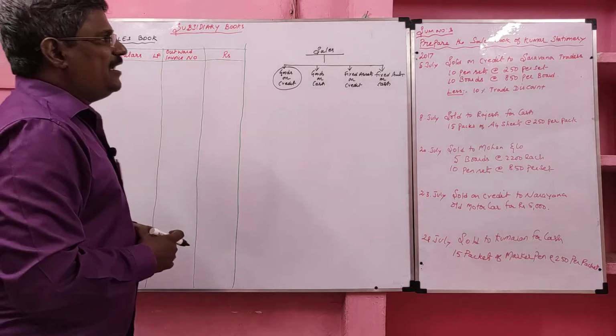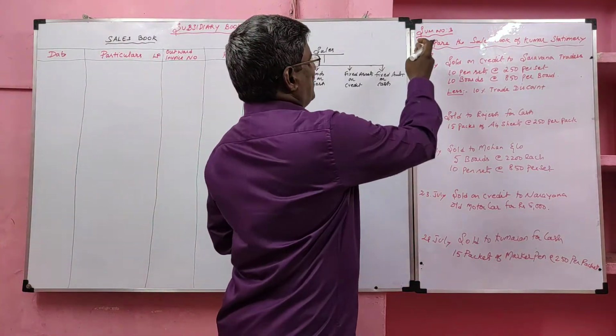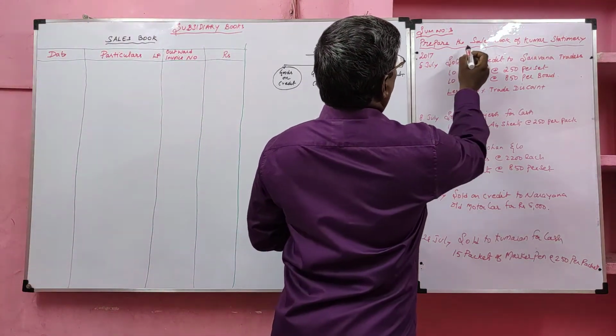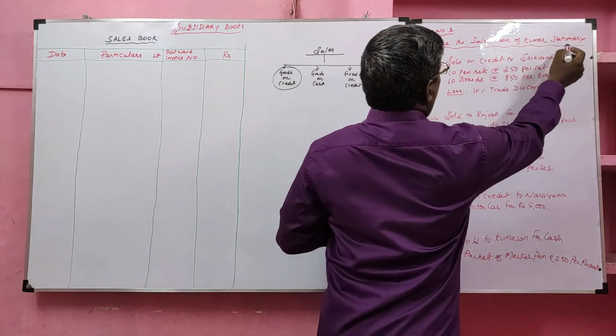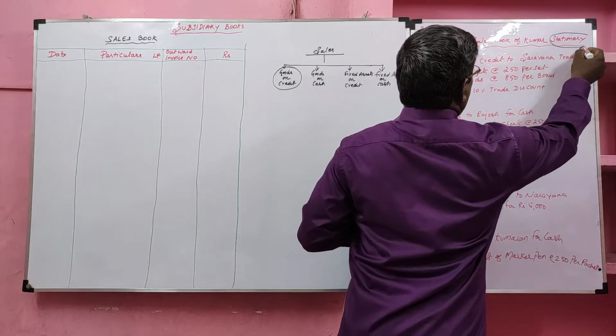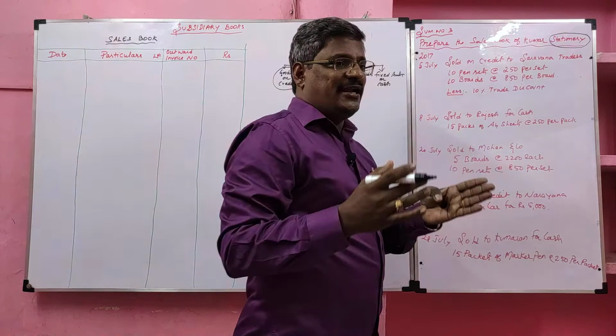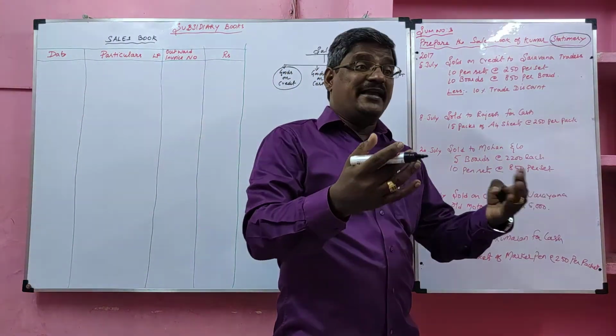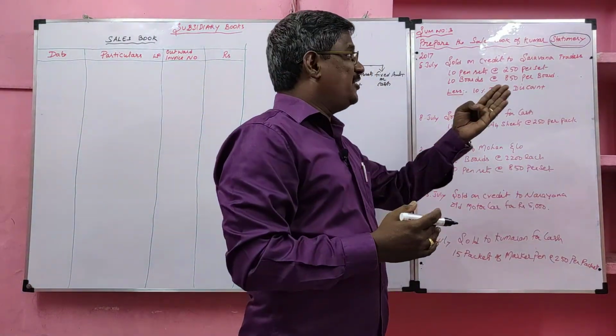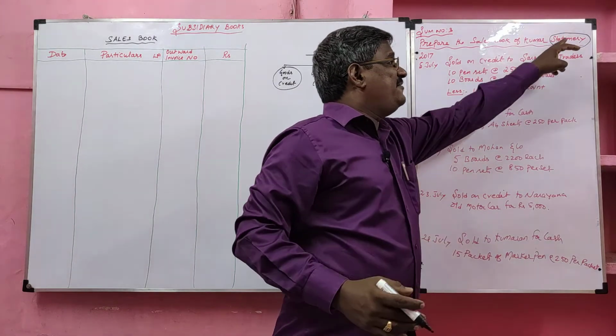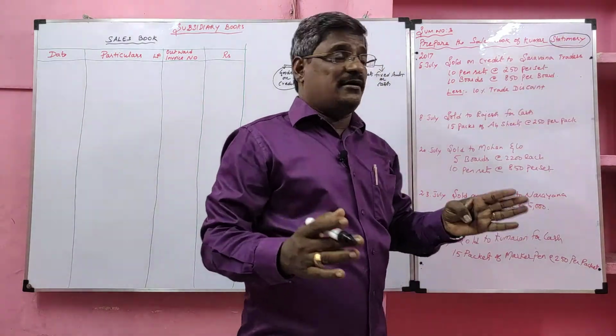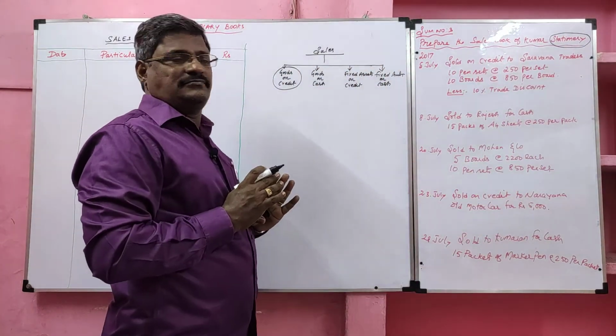Now we'll see the problem. Sum number 3. Prepare the sales book of Kumar Stationery. They are dealing with buying and selling of stationery, so their goods are stationery. If they sell stationery on credit term, only that is recorded.